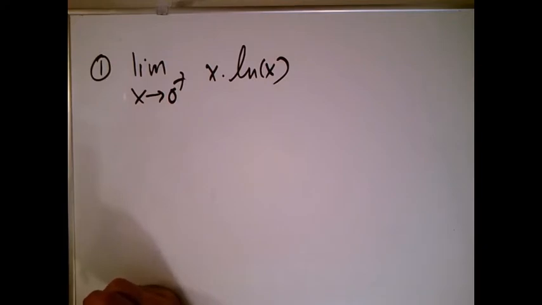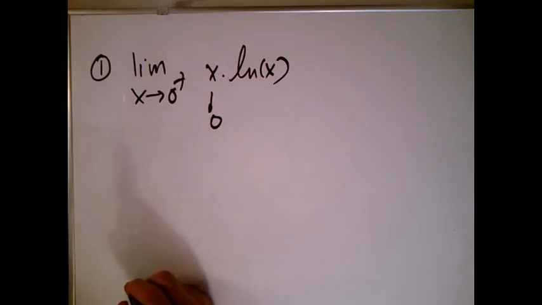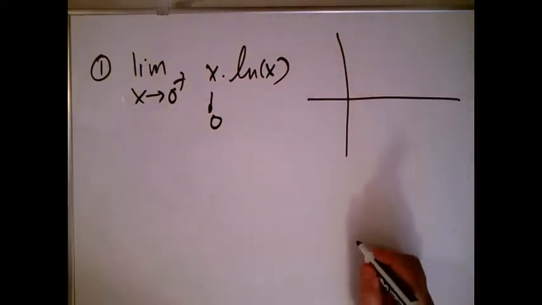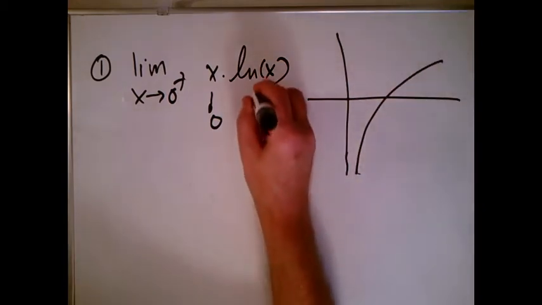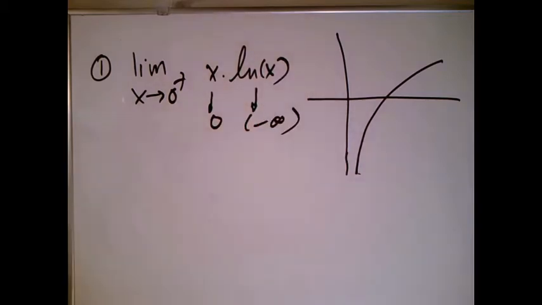Now what happens here? When x gets very close to 0, x gets very close to 0. That's not so bad. What happens to ln of x? Well, I'll just remind us what the picture looks like. The picture of ln of x looks like that, right? And so this piece right here is actually getting very close to minus infinity, whatever that means.